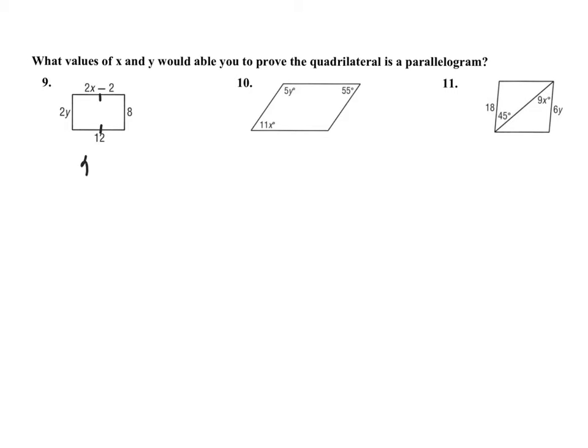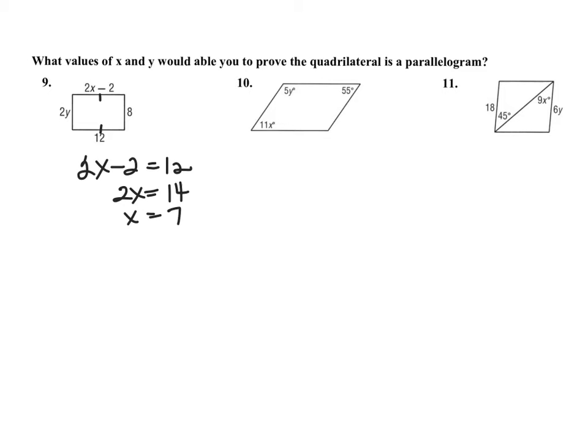So I would have to say that 2x minus 2 is equal to 12 because they would have to be opposite sides congruent. So here I'm going to solve for x by making those sides equal. I'm going to add 2 to both sides and I get 14 equals 2x, and so x would equal 7 for this to be a parallelogram for those two.